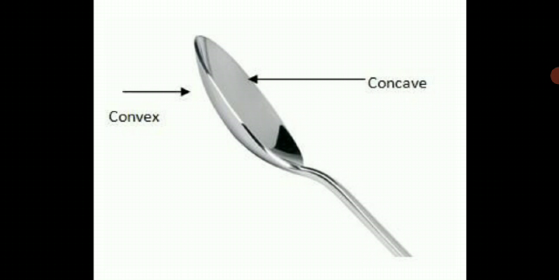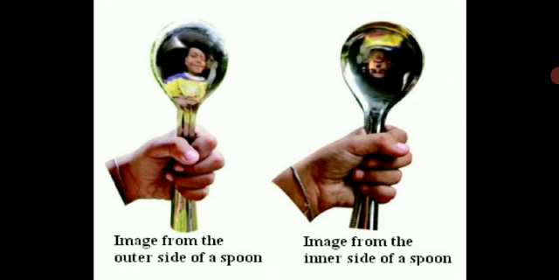Then here you see the spoon. The inward part, that is the concave part, and the outward part of the spoon is the convex part, just to clarify your concept of concave and convex. Here you can see a child holding a spoon, where inward and outward you will see the image from the outer side of a spoon. Outer side, that is the convex side.